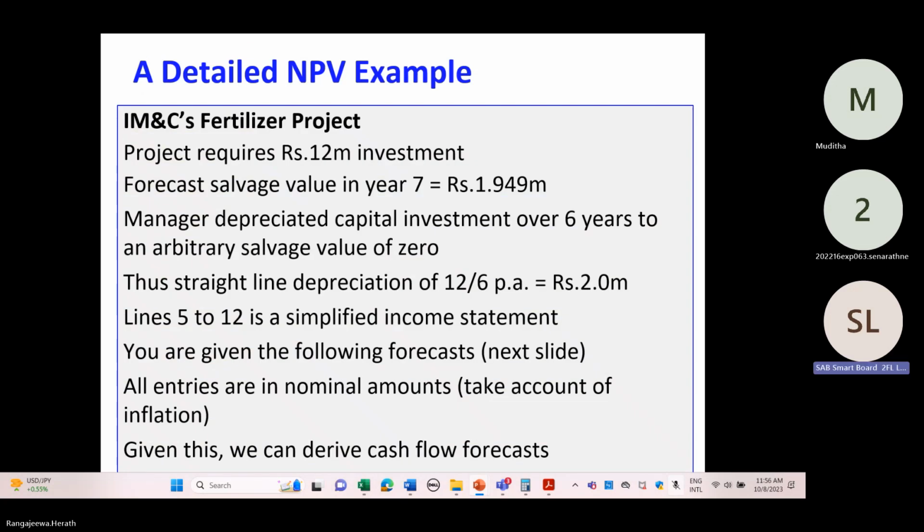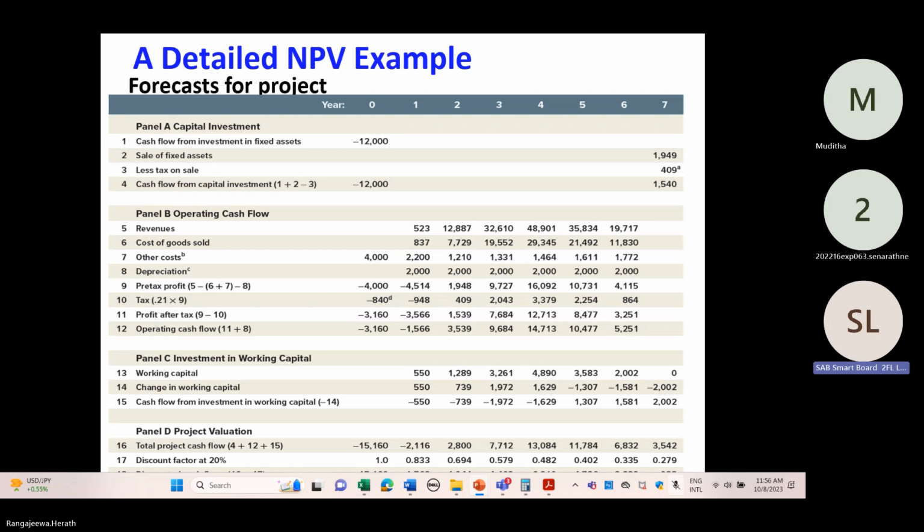Project requires a 12 million investment. Salvage value after 7 years is 1.49 million. The manager depreciates the capital investment over 6 years with an arbitrary salvage value of 0. Again, 2 million depreciation. Make the income statement for lines 5 to 12.